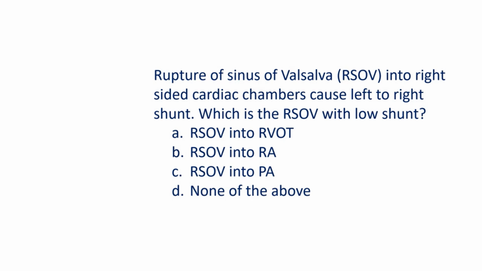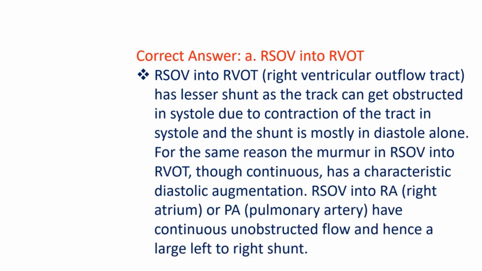Which is the RSOV with low shunt? A. RSOV into RVOT, B. RSOV into RA, C. RSOV into PA, D. None of the above. Correct answer A.